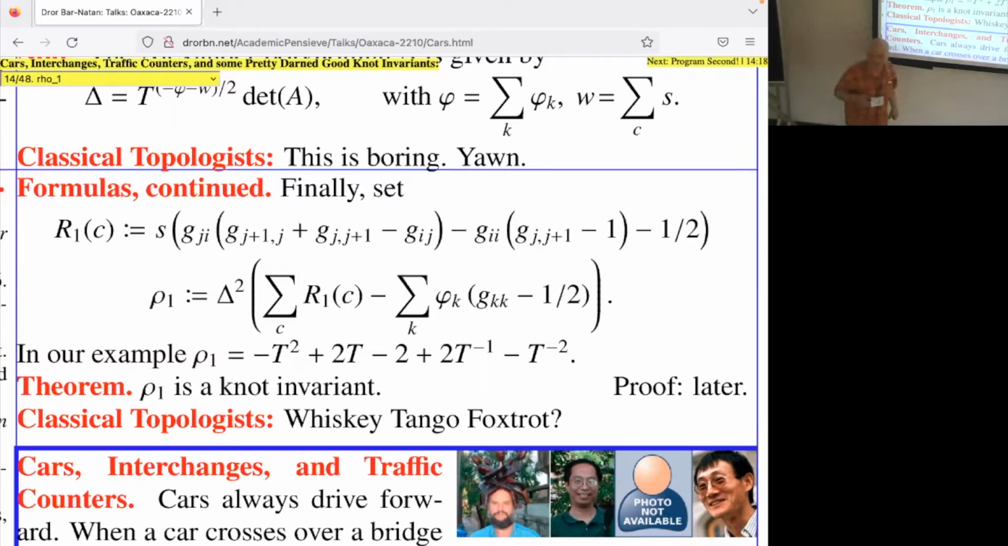Okay, yes. Delta was the Alexander polynomial. And remember, everything was quadratic in the Green function, and the Green function has the Alexander polynomial as denominator. So I multiplied by the Alexander polynomial squared just to kill the denominators. It's not essential, it's minor. Okay, thank you.